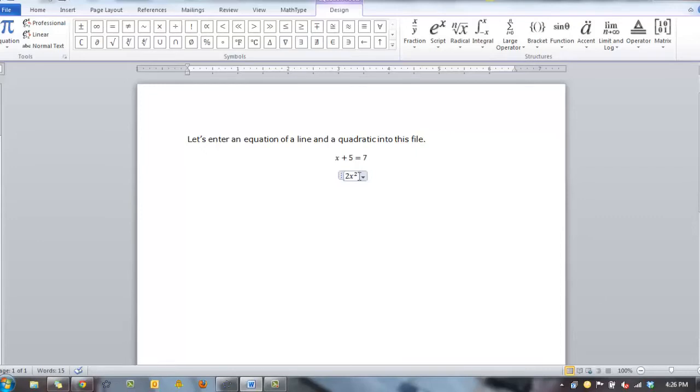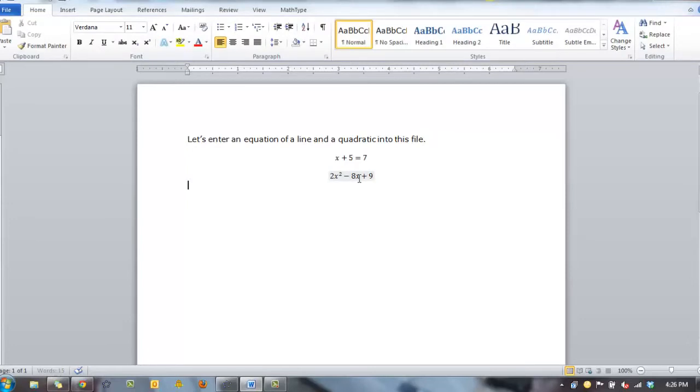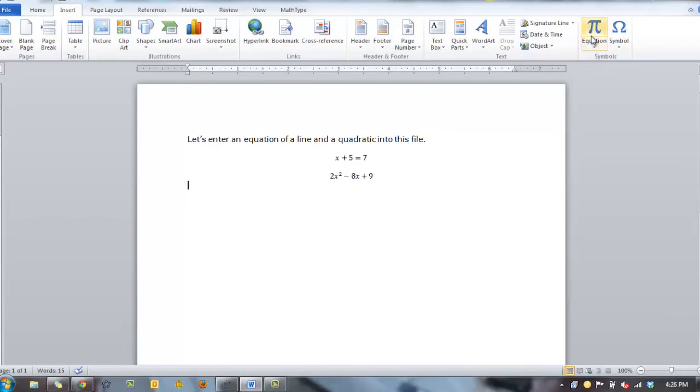Now you can barely see it, but I have a big cursor now instead of a little one, and I should be able to write my minus 8x plus 9. And I can just press enter when I'm ready to get out of that. So the key thing to remember is to use your insert and use equation editor.